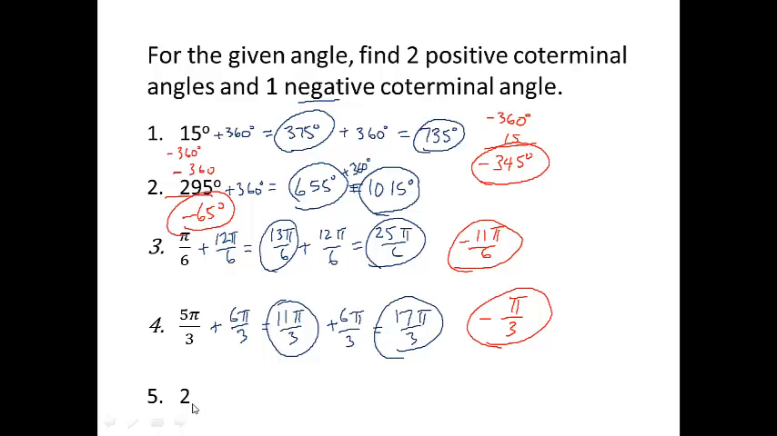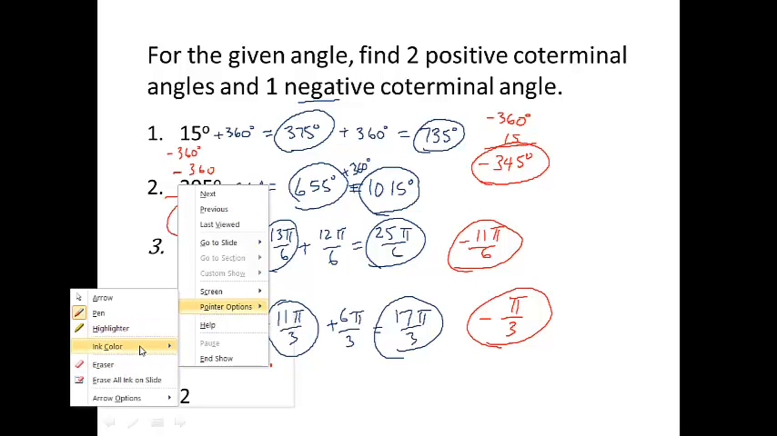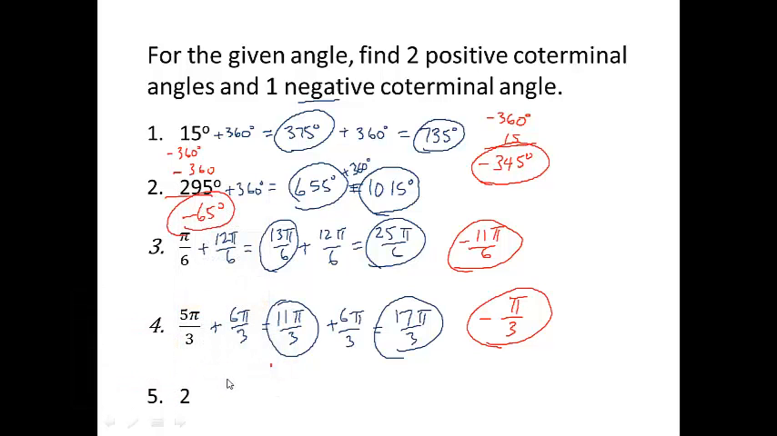What about this one? This is 2 with no degree symbol. That means this is in radians. So what did you get? Did you finish? All right. We're going to add one full circle. One full circle is 2 pi, and since this doesn't have a pi on it, it's really 6.28, because it's 3.14 times 2. That'll give me 8.28.